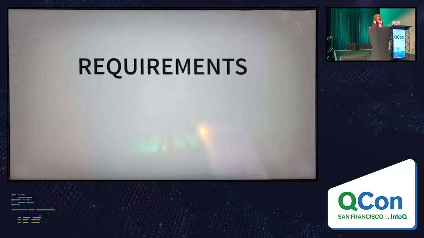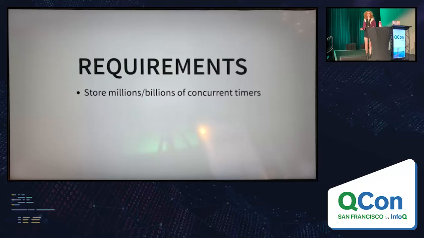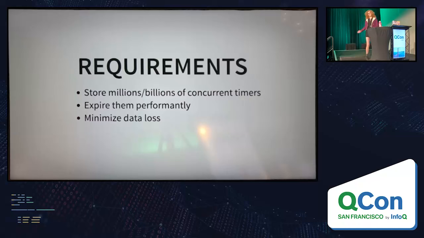So what are the requirements on this timer system that we're going to build? We want to be able to store billions of concurrent timers because we want to be able to support the billions of user records that we already have. We want to be able to expire those timers performantly. We want to minimize data loss because, of course, we don't want to be dropping timers on the floor. We don't want people to get stuck in particular nodes of their journeys. And we want to integrate well with the rest of the data systems that we have at OneSignal.